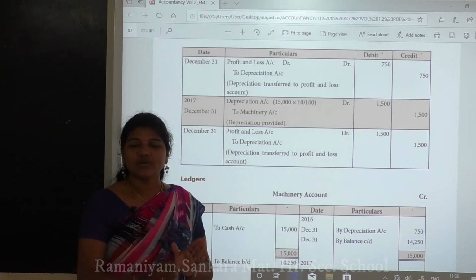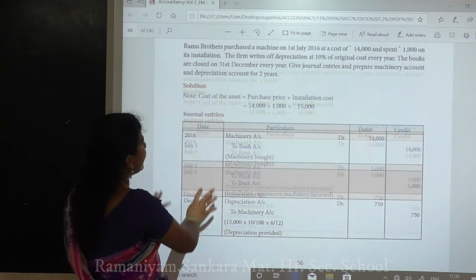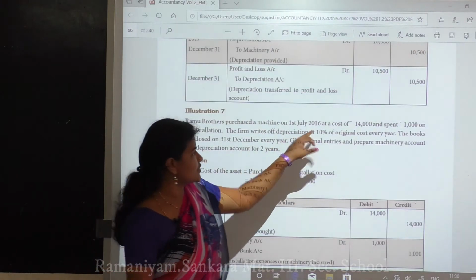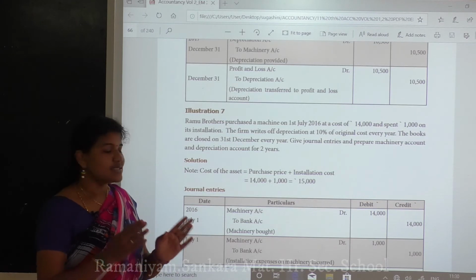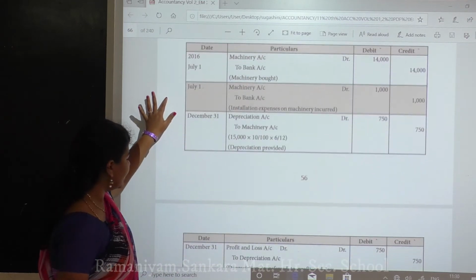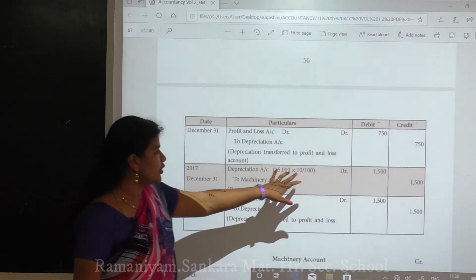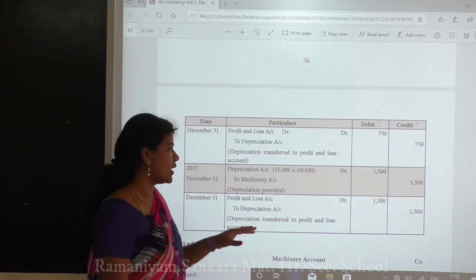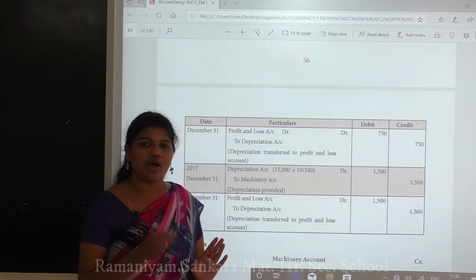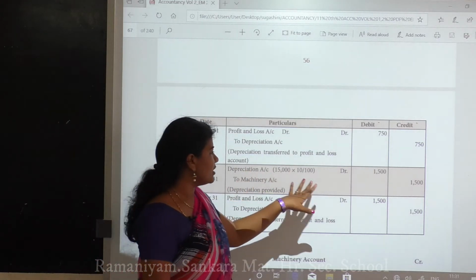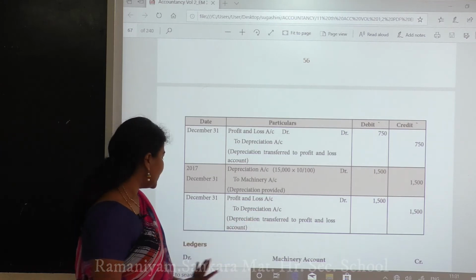1,500. Why is 6 divided by 12 not coming here? Because in this question the purchase was in 2016, so for 2016 to 17 it was only 6 months, but for 17 to 18 it is the full year, 12 months. So we don't need to take 6 divided by 12 here. When 12 months are fully completed, you take the full amount: 15,000 into 10 divided by 100, 1,500. Profit and loss account debit, depreciation account credit.